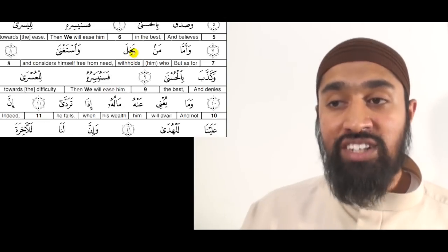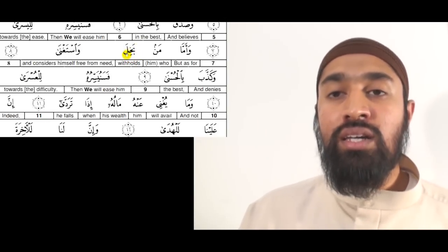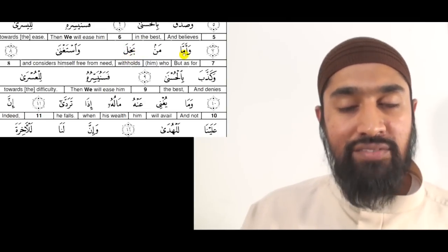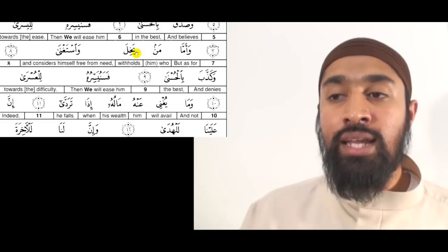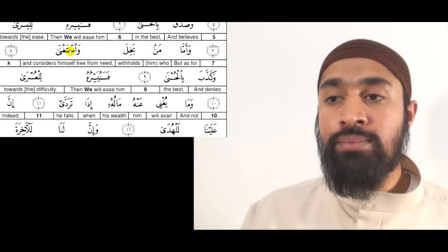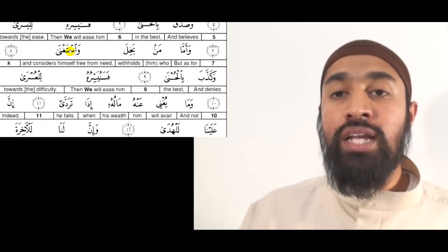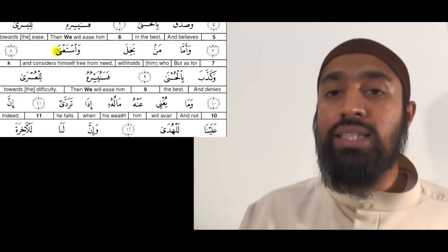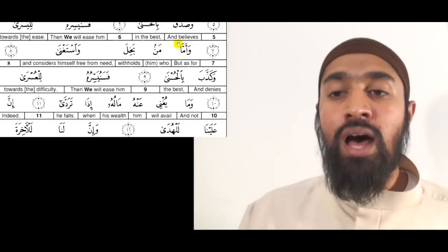Bakhila. It's a heavy letter with a line on the bottom. Don't say khi. Bakhi. Ba, light. Kha, heavy. Lam, light. Bakhila. Wa amma man bakhila wastagh na. Not wasa.